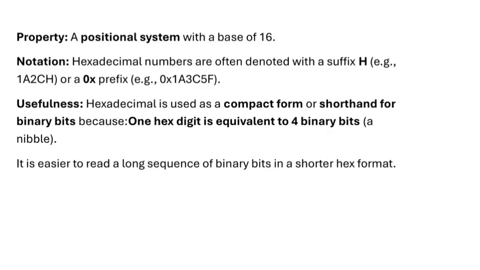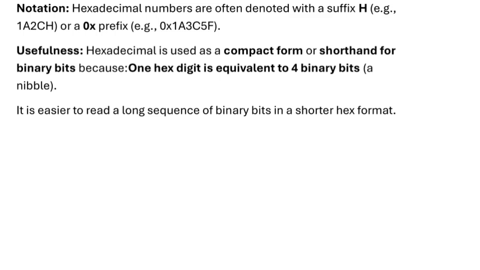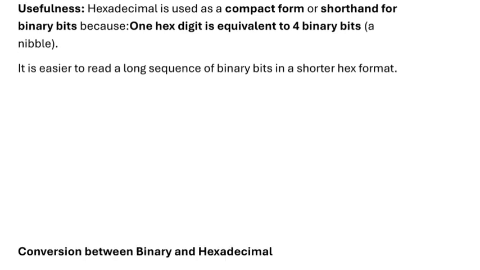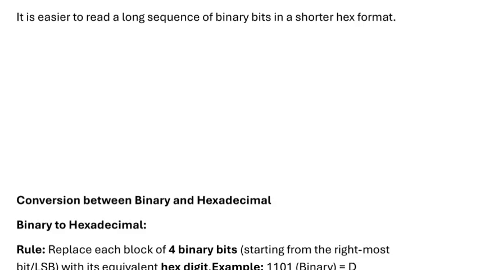Notation: hexadecimal numbers are often denoted with a suffix h, e.g., 1a2ch, or a 0x prefix, e.g., 0x1a3c5f. Usefulness: hexadecimal is used as a compact form or shorthand for binary bits because one hex digit is equivalent to 4 binary bits, a nibble. It is easier to read a long sequence of binary bits in a shorter hex format.